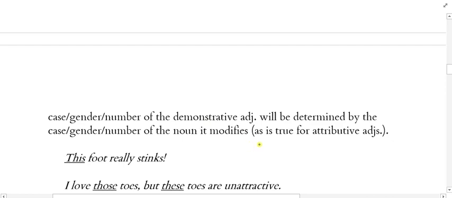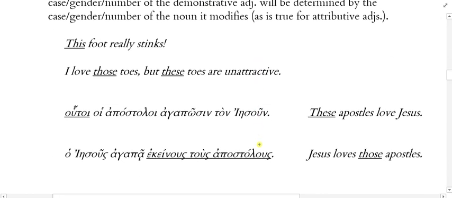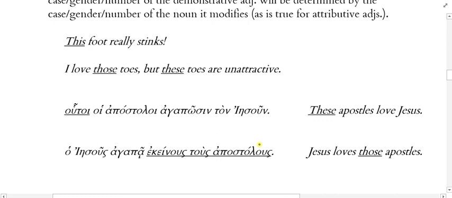So let's take a look at some examples here. And I'm using very similar examples to what I used before when we were speaking of the demonstratives as pronouns. First example, this foot really stinks. My previous example was simply, this really stinks.